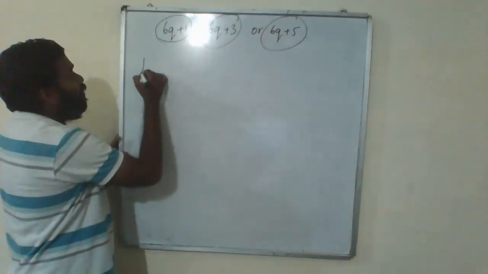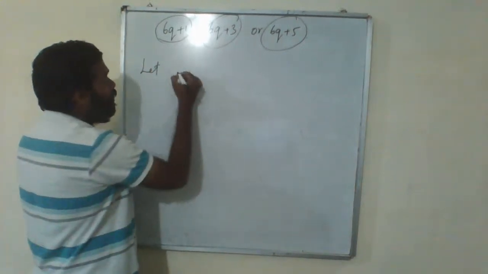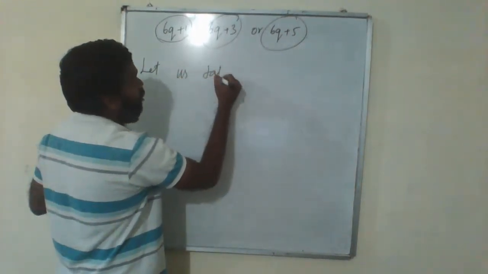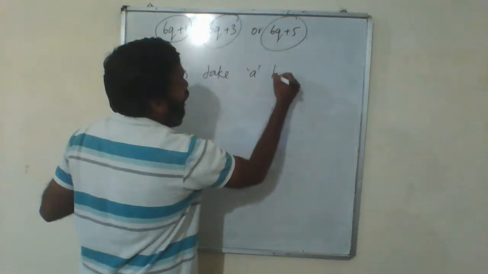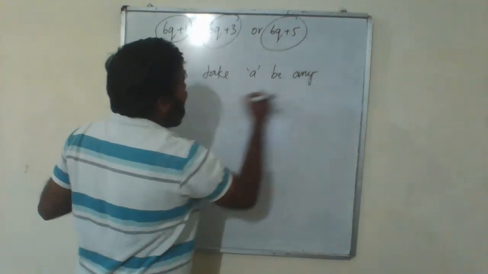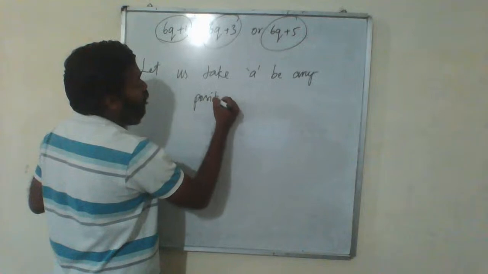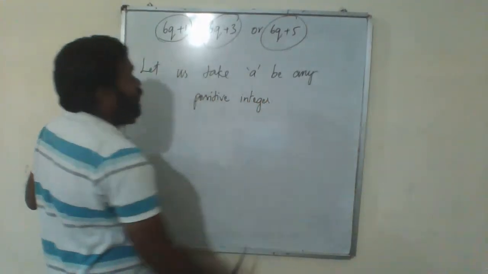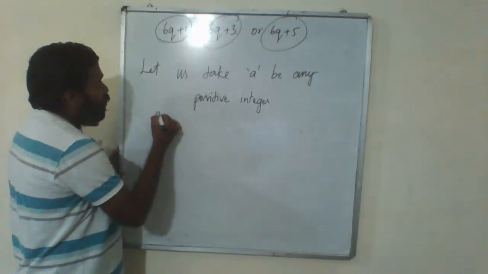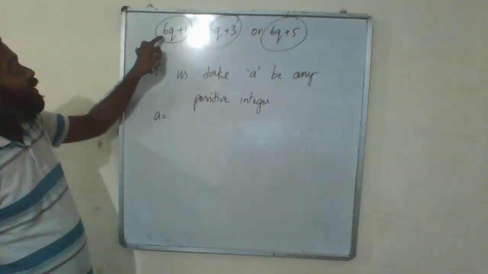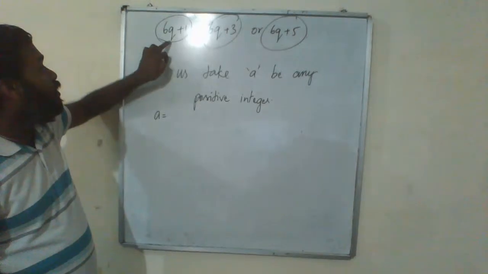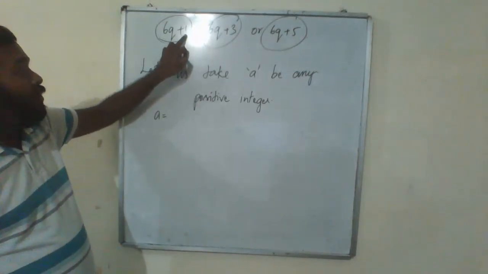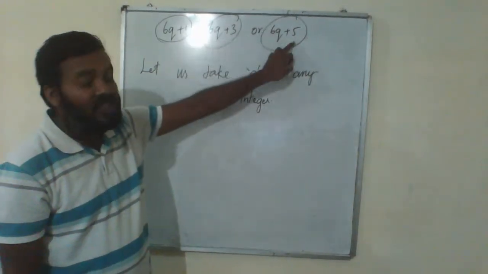Let us take a as any positive integer such that a is equal to 6q plus r. Here 6 is our divisor, q is our quotient and 1 is the remainder. Here 3 is the remainder and 5 is the remainder.